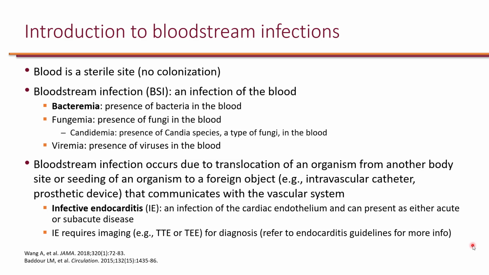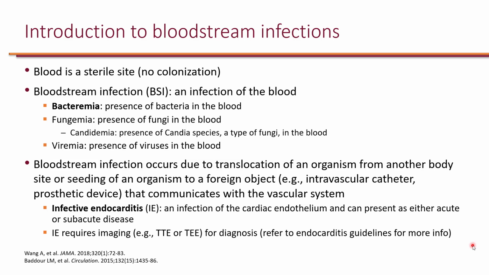Now, because blood is a sterile site, bacteremia is always the result of translocation of bacteria from somewhere else. So it's important to identify where the bacteria is coming from in the blood. This could include seeding of organism to a foreign object, such as intravascular catheter, as well as prosthetic devices.